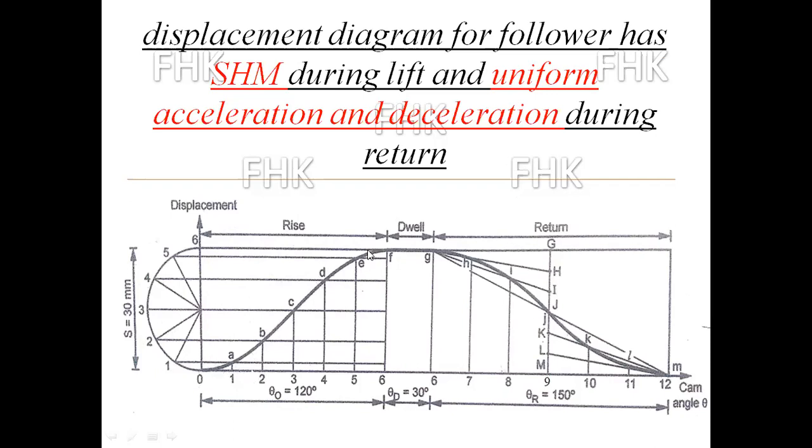In the forward stroke, the follower moves with simple harmonic motion, so the procedure to draw the curve for simple harmonic motion is: take the forward stroke and divide it into an even number of equal parts, say 6. One part will be 120 mm divided by 6, so one part will be 20 mm or 2 centimeters.